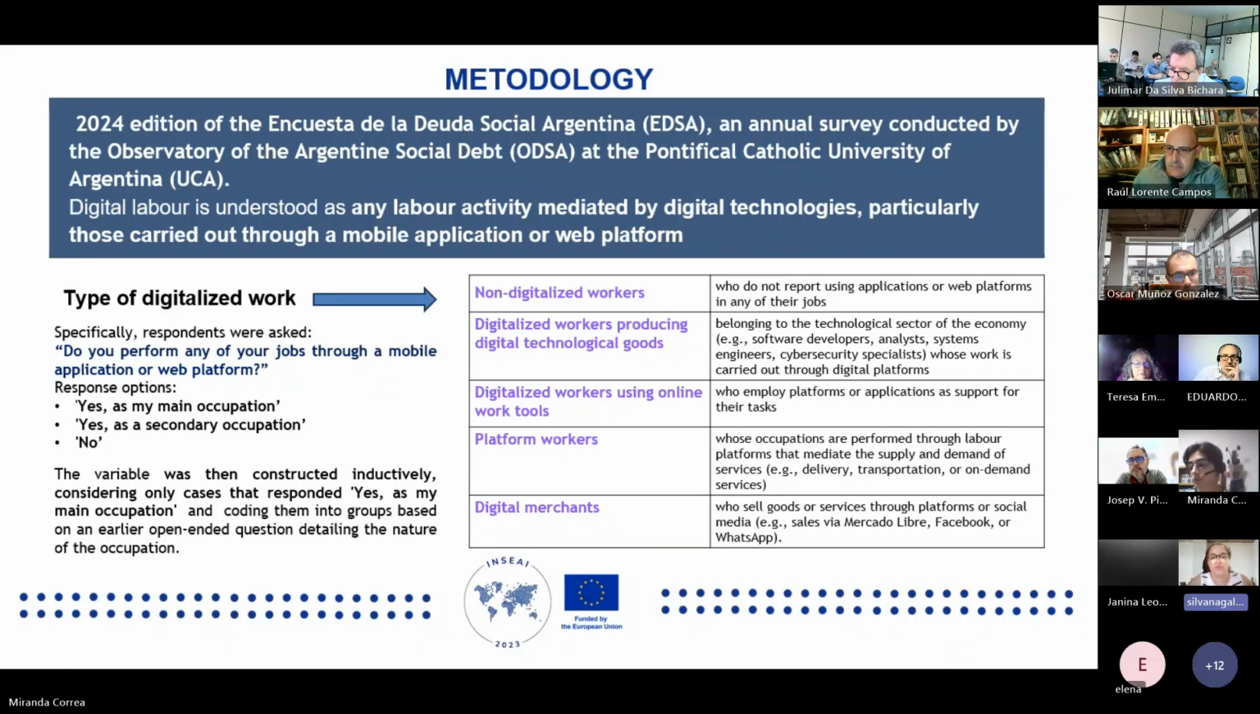And the different groups that we formed were: digitalized workers producing digital technological goods, belonging to the technological sector of the economy, whose work is carried out through digital platforms; digitalized workers using online work tools, who employ platforms or applications as support for the task; platform workers, whose occupations are performed through labor platforms that mediate the supply and demand of services; and digital merchants or e-commerce, who sell goods or services through platforms or social media.